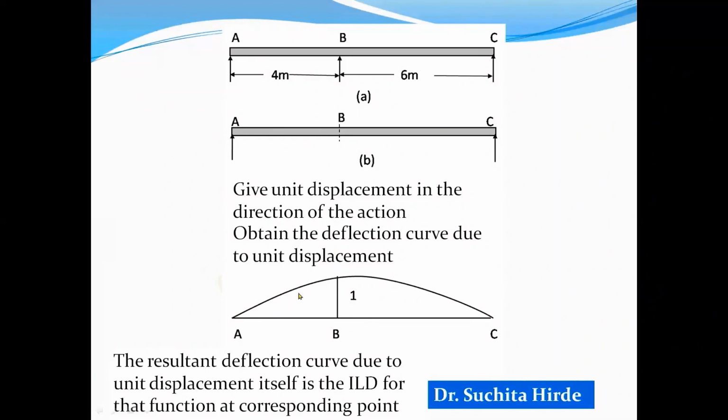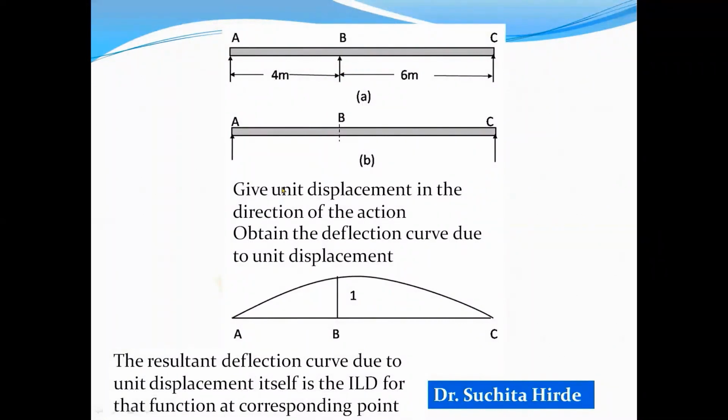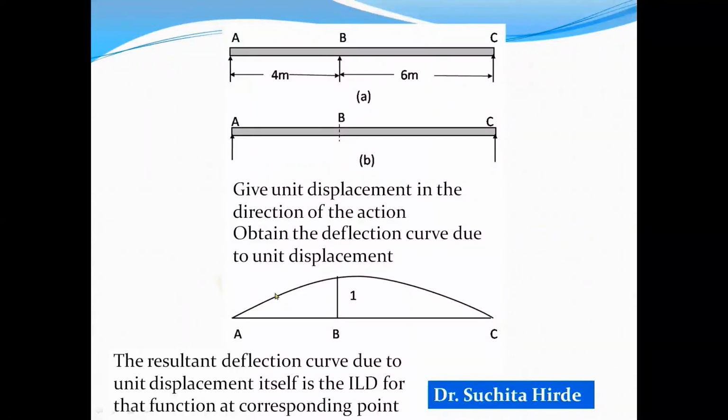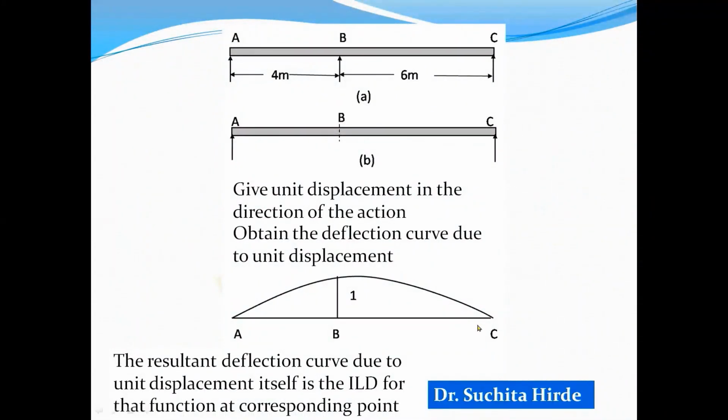That is what the Mueller-Breslau principle says. Obtain the deflection curve due to unit displacement. The resultant deflection curve due to unit displacement itself is the influence line diagram for the function. So this is the Mueller-Breslau principle. What is that? Remove the constraint with respect to that function, then give unit deformation in the direction of that function. Then whatever deflected shape you get is called the influence line diagram.